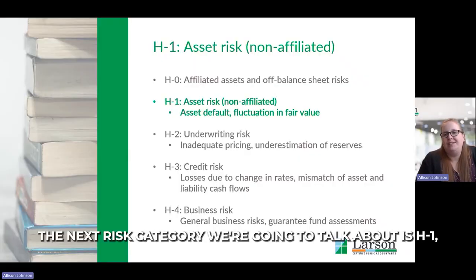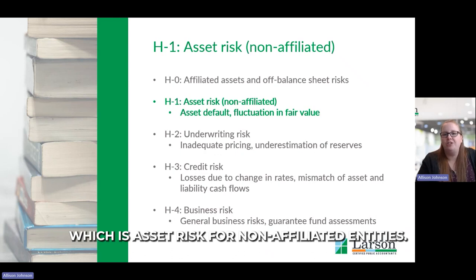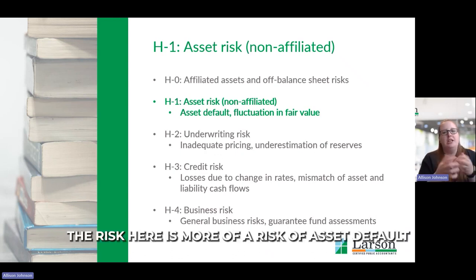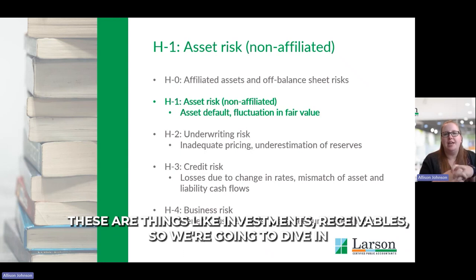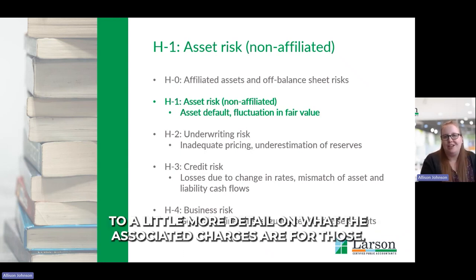So the next risk category we're going to talk about is H1, which is asset risk for non-affiliated entities. The risk here is more of a risk of asset default or fluctuation in fair value. Think of things like investments, receivables. So we're going to dive in to a little more detail on what the associated charges are for those.